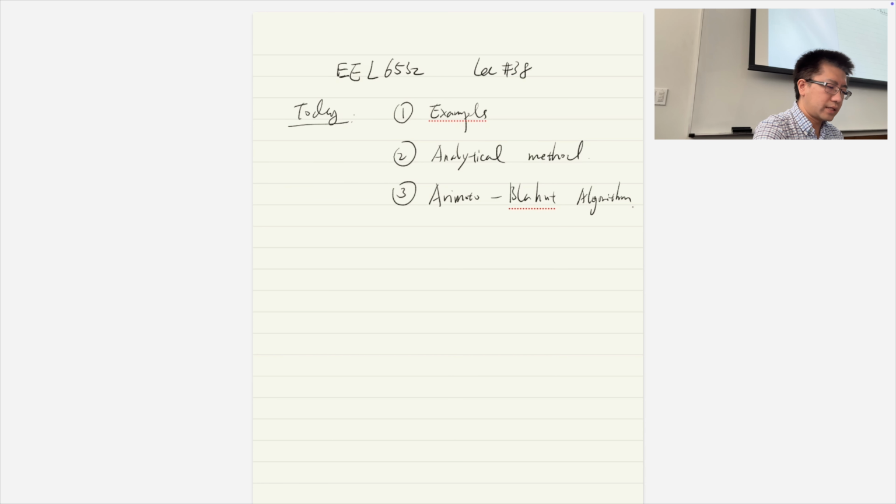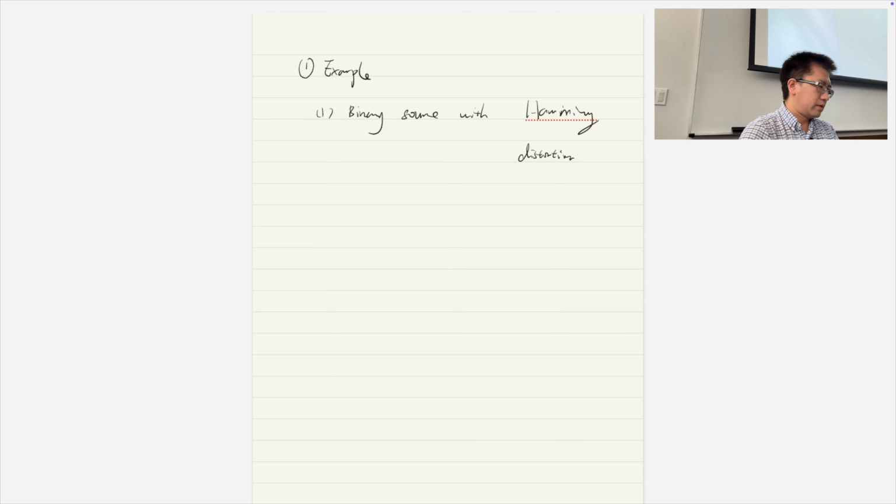Okay, first let's continue to consider the Bernoulli source, the binary source with Hamming distortion. We give an introduction on that.